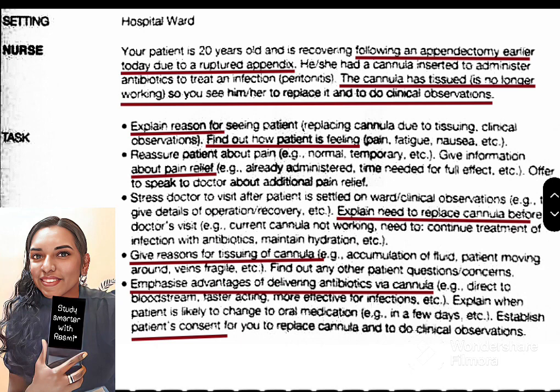We can answer that, yes, your questions are reasonable, I can answer that. The tissuing of the cannula can be because of many reasons, such as accumulation of fluid over there, and maybe you are moving around the bed, so sometimes by mistake the cannula can be displaced, and sometimes the veins will be very fragile after surgery. So these are the possible reasons for tissuing. And do you want me to explain anything more? Like that we can ask.